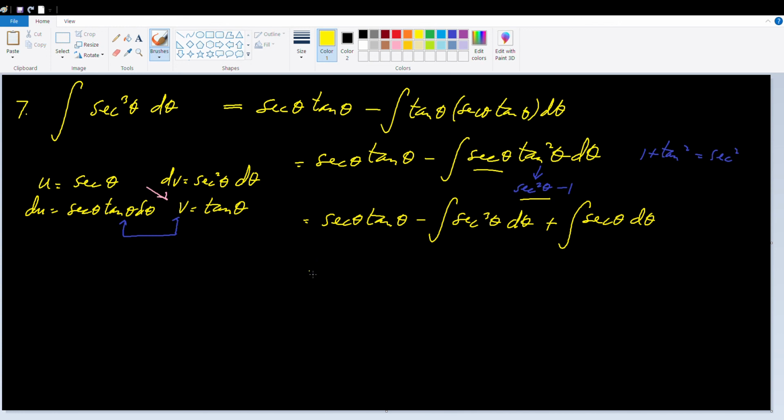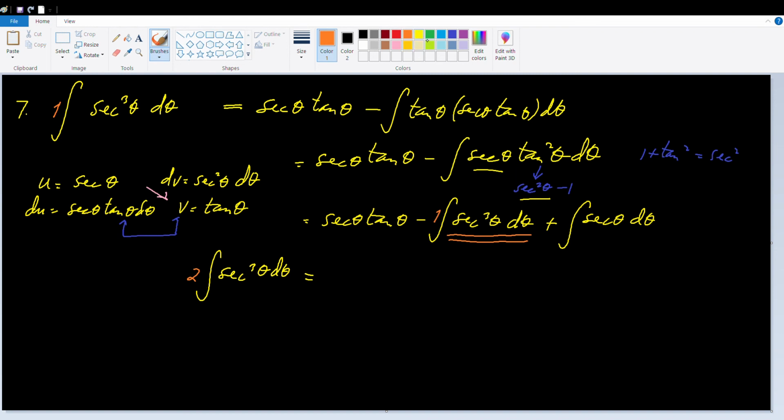Okay? What do we see here? We see that secant cube theta d theta recurs in the solution. So we know how to deal with this. We can transpose this to the other side. So negative 1 to the other side becomes positive 1. So this is now equivalent to 2 times the integral of secant cube theta d theta. See that there is a coefficient 1 here, and it adds up to another coefficient 1. That is why it becomes 2.